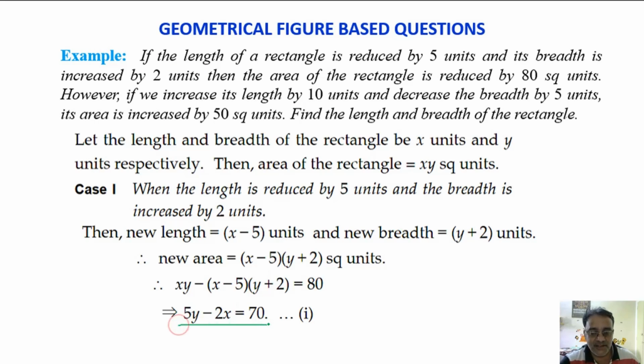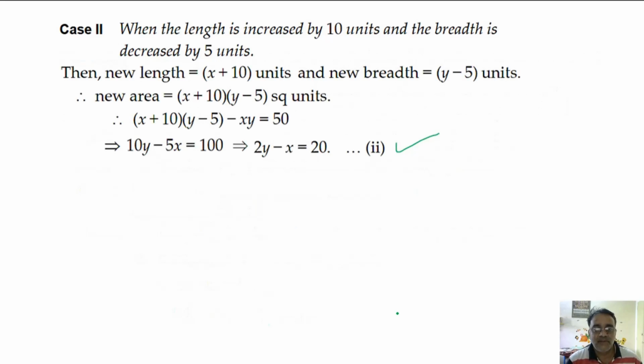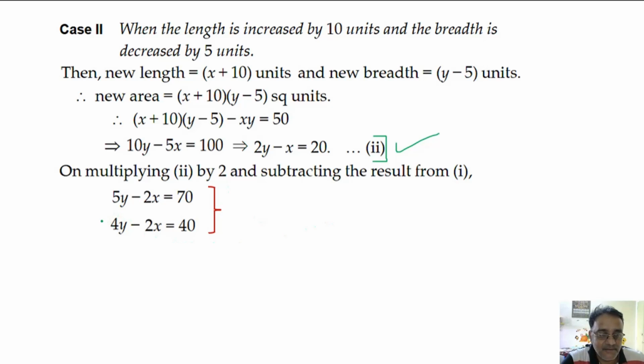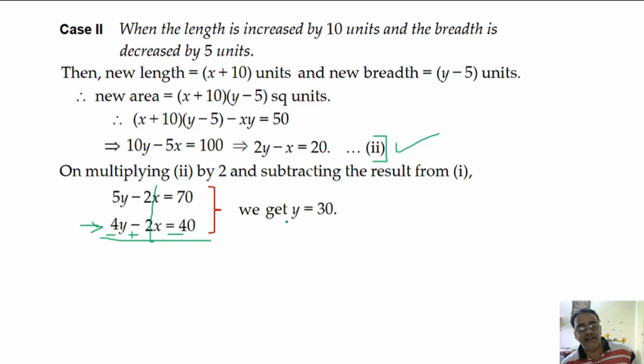Okay. Now, the first equation was 5y minus 2x is equal to 70. So what we will do, we will multiply the second equation by 2 and subtract the result. Now we are subtracting, so the sign of this will change, and the sign of this will change too. So this 2x will be cancelled. So y is equal to 30.